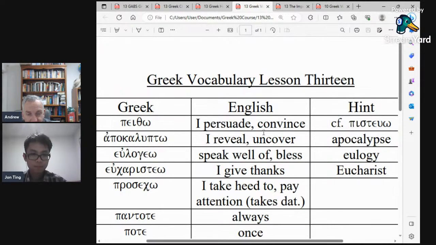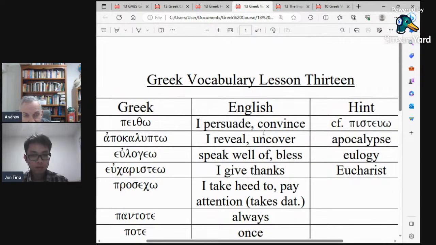So apocalypto, the second word, means to reveal or uncover, and it's the idea of uncovering or drawing back the curtain and looking into the future. So some people call the last book of the Bible the apocalypse, the revealing of the future. And it comes from two words, apo, which means off, and kalupto, I cover, but here it's uncover, cover off. And it's the idea of drawing back the curtain so we can look into the future.